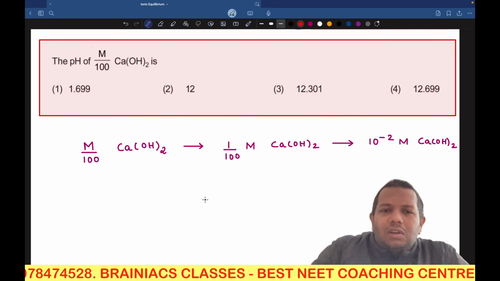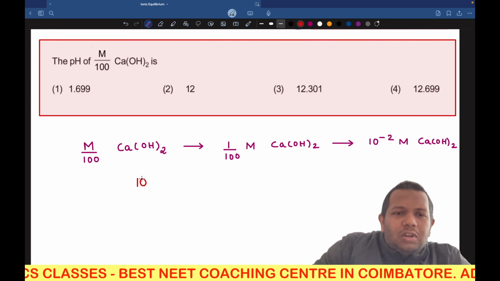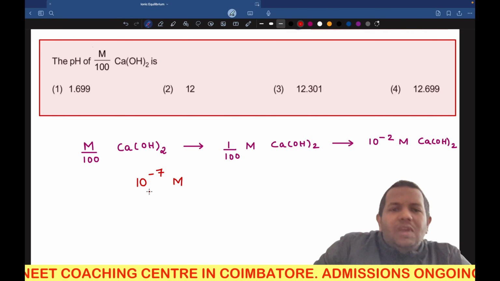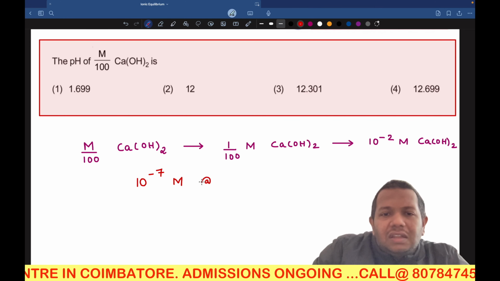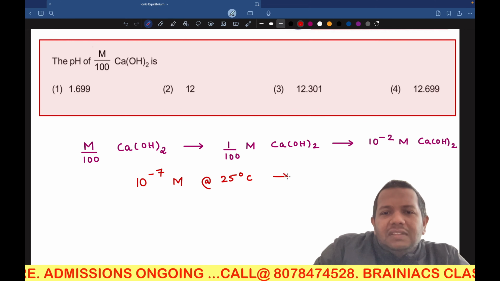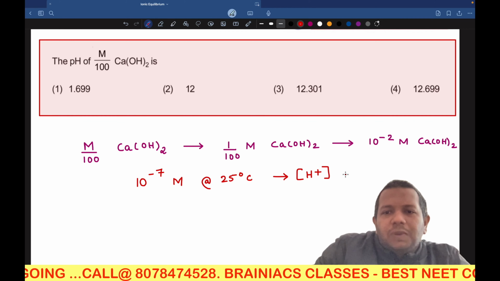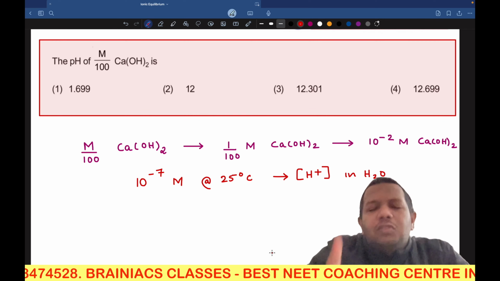So if you take water also, we know its concentration. Water, H plus ion concentration in water is what? 10 power minus 7. So that is very less compared to 10 power minus 2. And also this is at room temperature, 25 degrees Celsius. So I can say this value of H plus ion concentration in water is not applicable here. This is not applicable here.